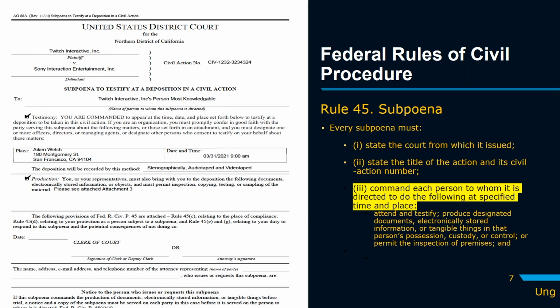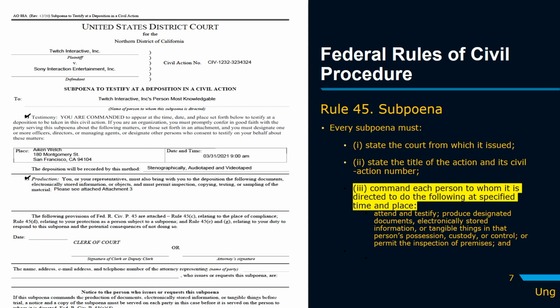In our case, the action is pending in the United States District Court, Northern District of California. Second, the subpoena must state the title of the action and its civil action number. Here, the title of the case is Twitch Interactive Inc. versus Sony Interaction Entertainment Inc. The civil action number is located on the right-hand side at CIV 1232 3234 324.